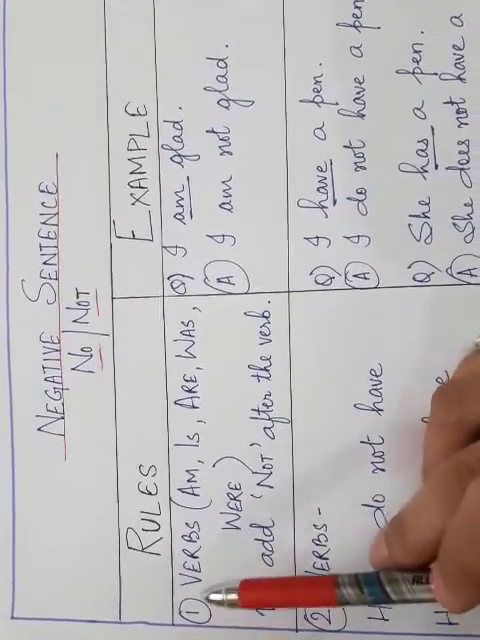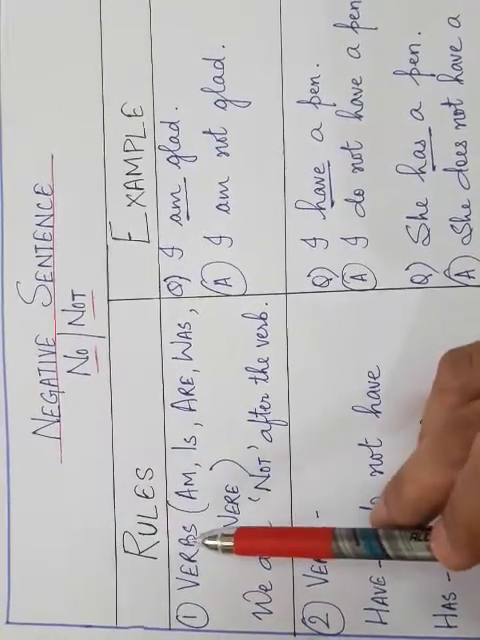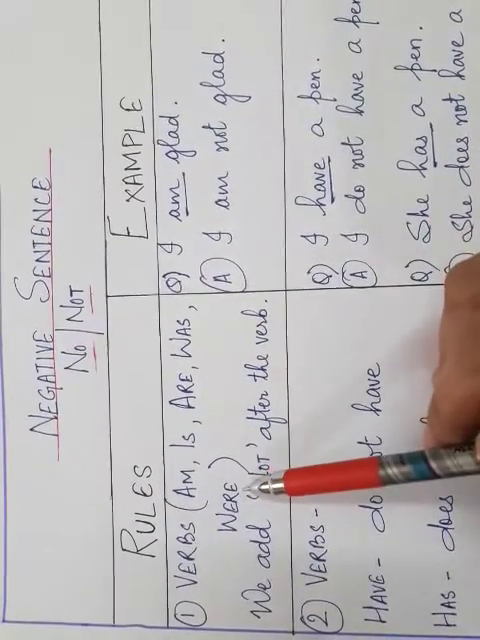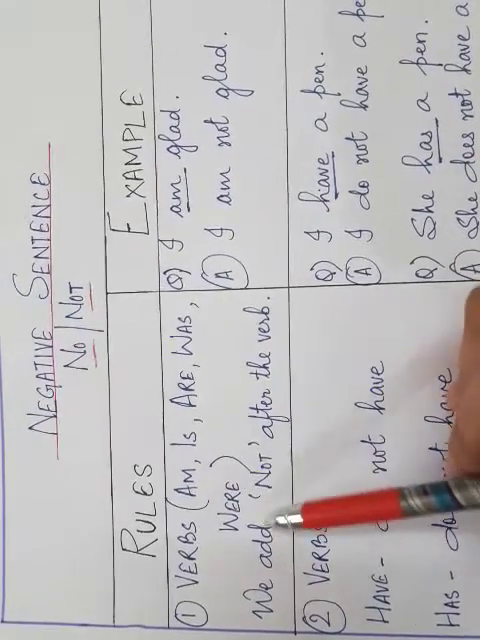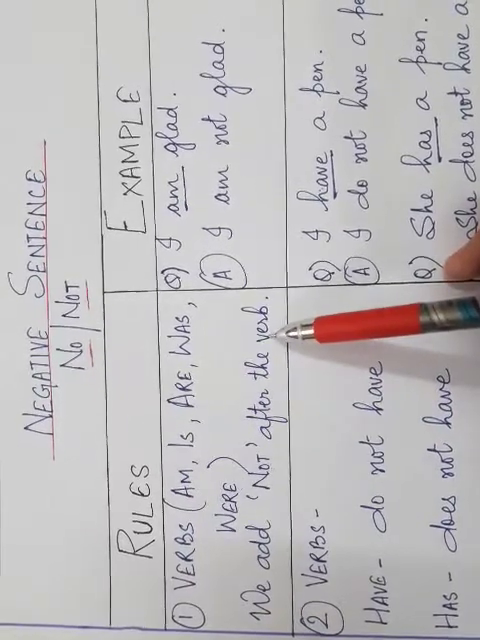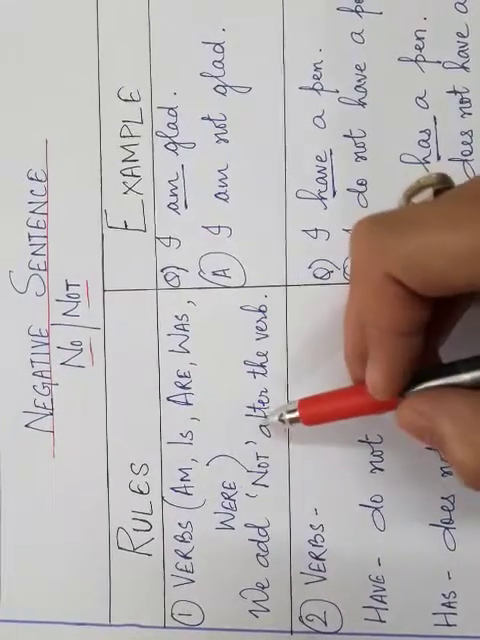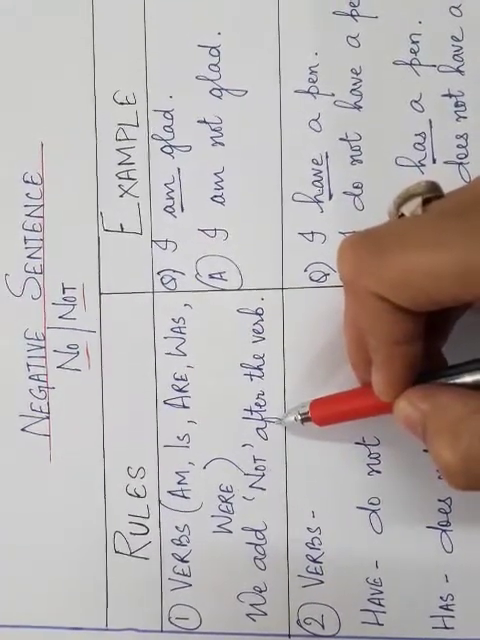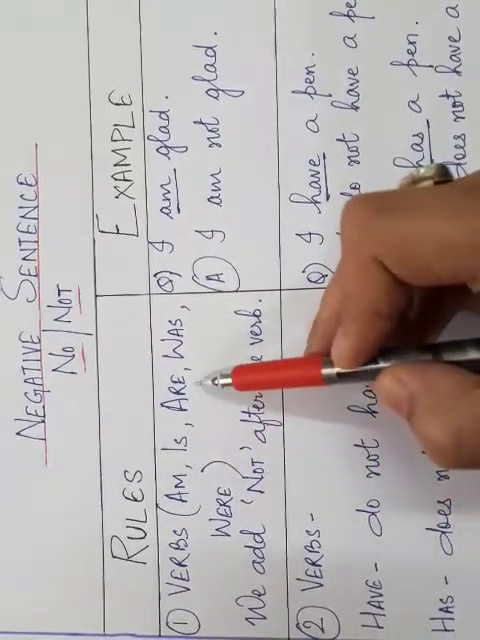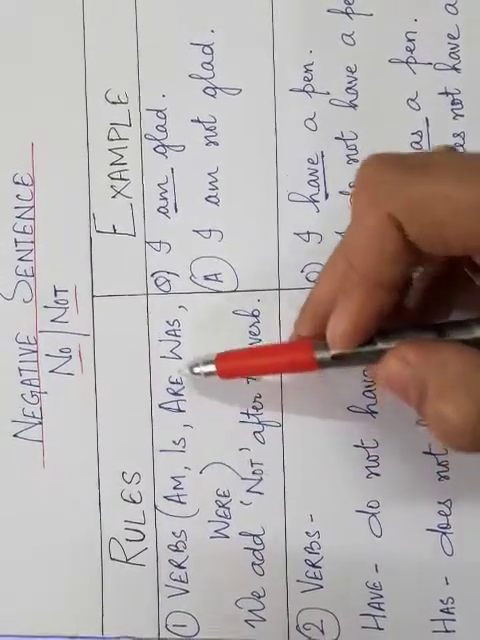Rule number 1. If we have sentences in which verbs like am, is, are, was and were are present, we will add the word not just after the verb to convert it into a negative sentence. Once again, if we want to convert a sentence into a negative sentence, you need to first check which verb is present there in the sentence, and you will add the word not just after the verb.